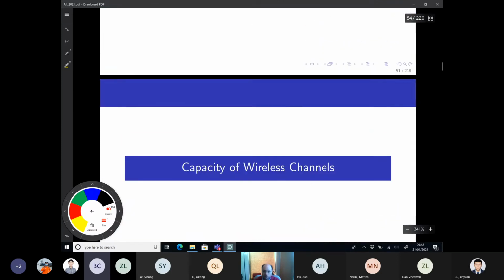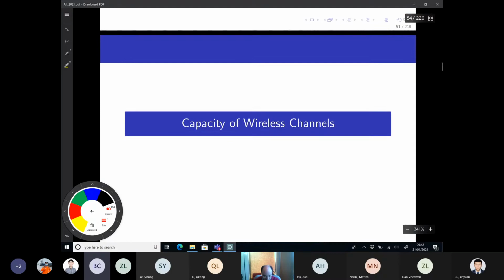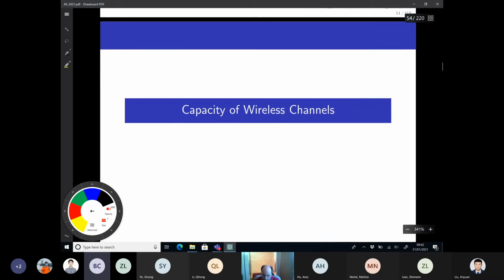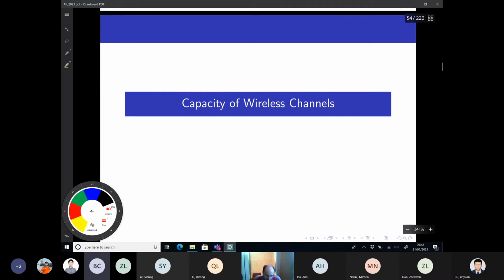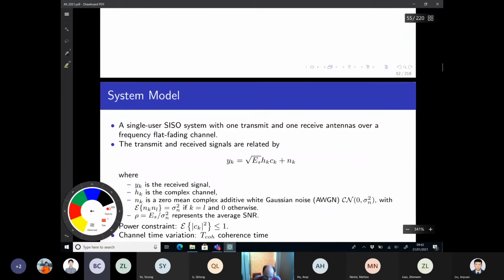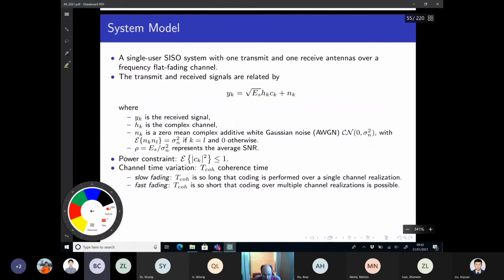Right. So that's it for MISO and SIMO, for the time being. And now I'm going to start looking at the last part of the last section of this part 1, which is the capacity of wireless channels. So what is the maximum amount of information that we can reliably transmit over a wireless channel? And we're going to reuse the system model that we had before.